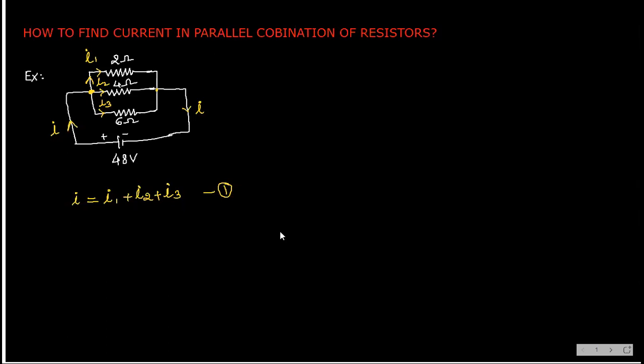Now, potential across all these resistors will remain same or it will change? Across all these resistors, you will have potential V, which is not going to change. So how much is this potential? 48 volts. Yes, potential across each resistor is same.